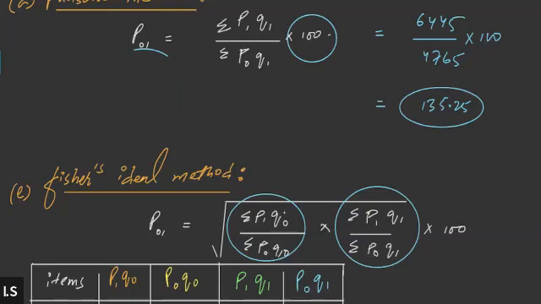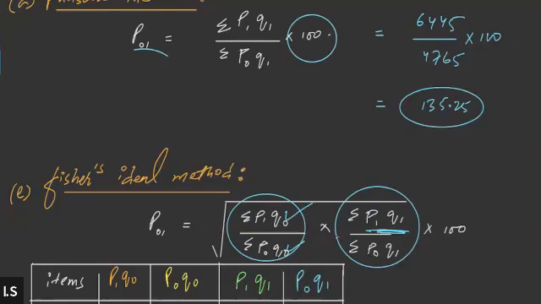Like you can put the value of the P1 Q0 here, then you can put the value of the P0 Q0, then you can again find out the value after dividing the P1 and Q0. Then whatever value you get, you can multiply it with the value that you will get here, and then put the under root and multiply it with 100, and then you can find out the index number as per Fisher's ideal method.